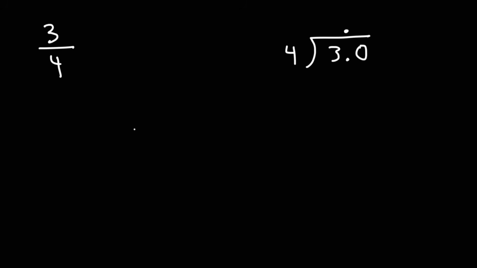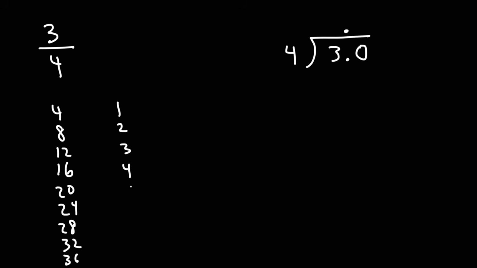If you're not sure about this, what you can do is you can write a list of the multiples of 4. This is 1, 2, 3, 4, 5, 6, 7, 8, 9. The highest multiple of 4 under 30 is 28. And 4 times 7 is 28. So 4 goes into 30 7 times. Or we could say 4 goes into 3.0 0.7 times. 4 times 7 is 28. So 4 times 0.7 is 2.8.